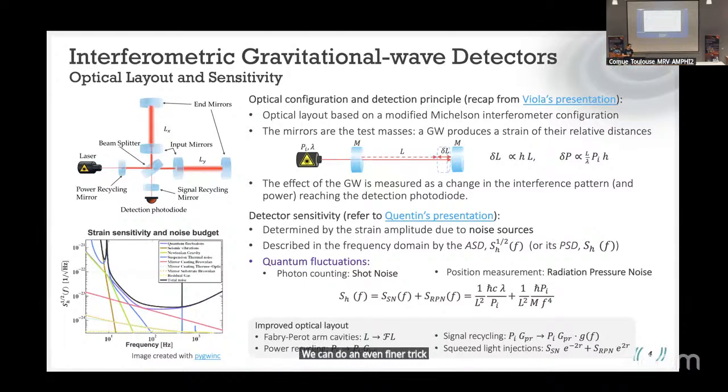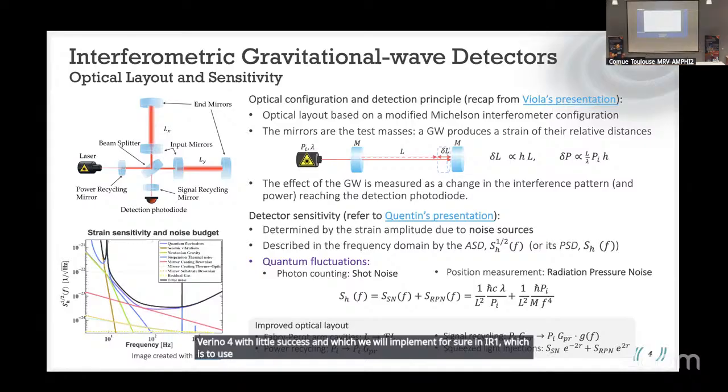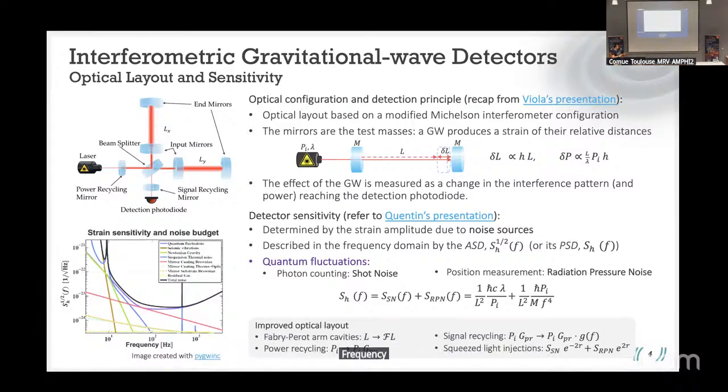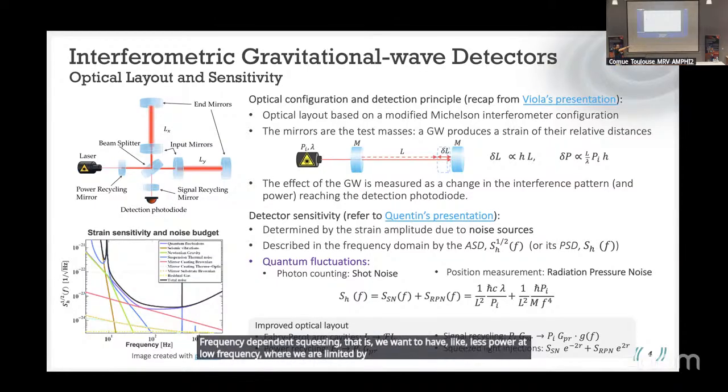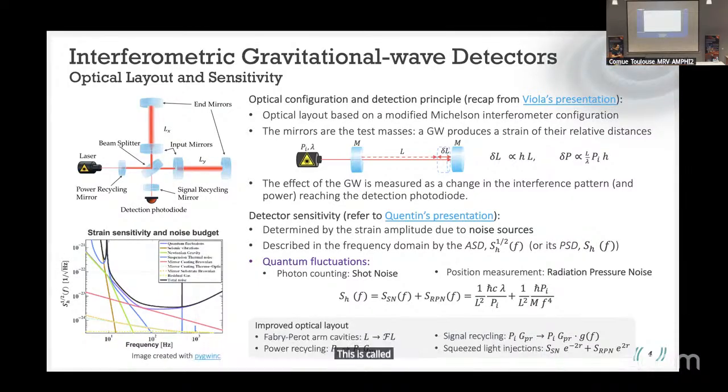This is what we have been trying to work on during O4 with little success, and which we will implement for sure in IR1, which is to use frequency-dependent squeezing. That is, we want to have less power at low frequency, where we are limited by radiation pressure noise, and more power at high frequency, where we are limited by shot noise. This is called frequency-dependent squeezing, a very refined technique.